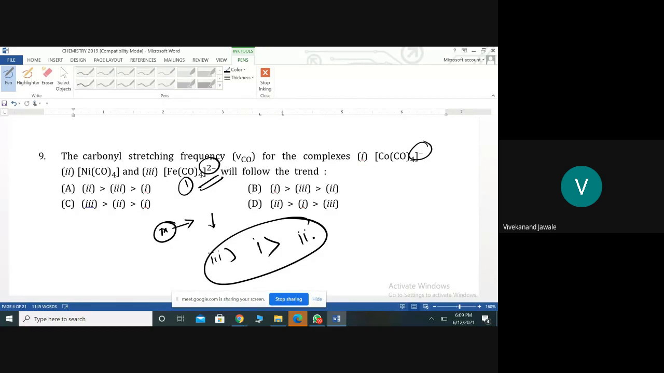Second, the carbonyl frequency will be more. So what will be the answer? Option D.